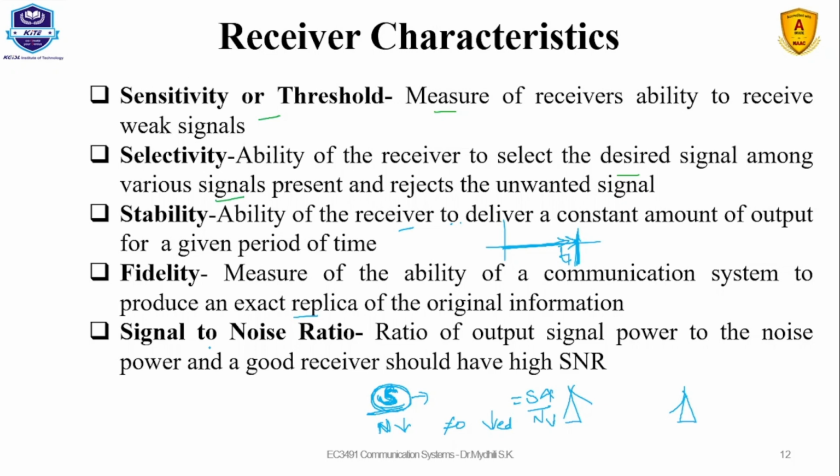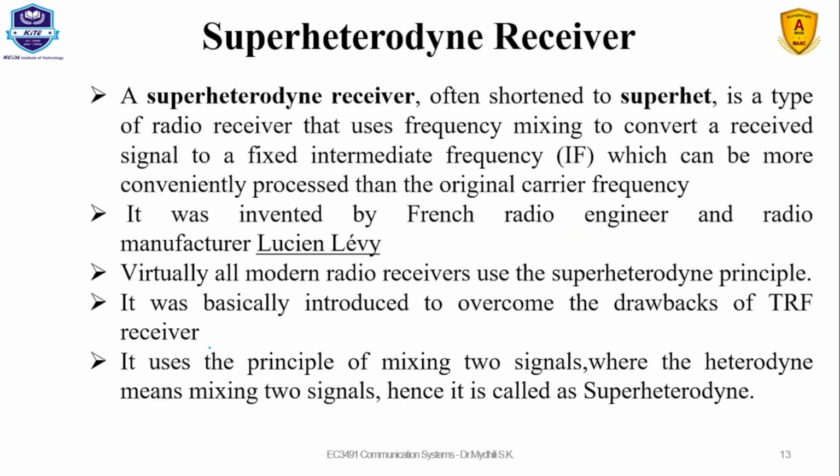So next is the superheterodyne receiver. Now comes the picture of our original topic, the superheterodyne receiver. It is often shortened as superhet. What is a het? We can say it is the mixing of signals, so it is named so. It is a type of radio receiver that uses frequency mixing.